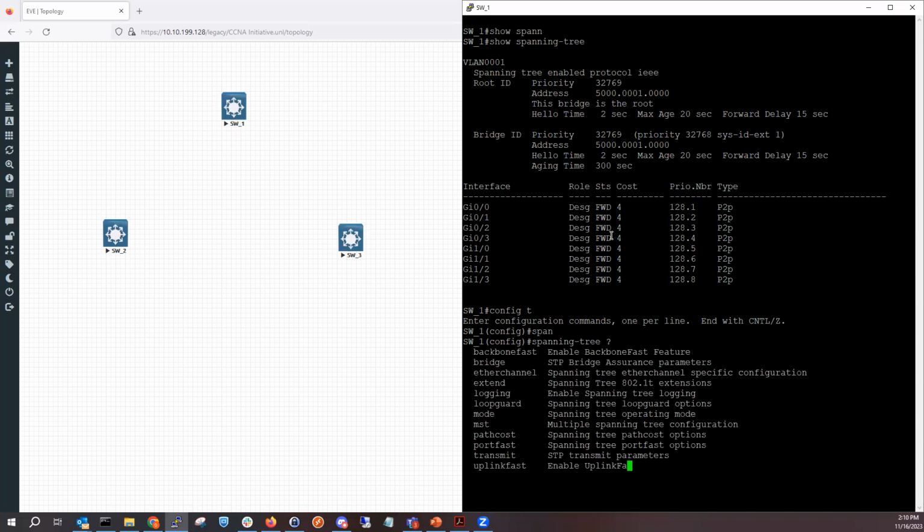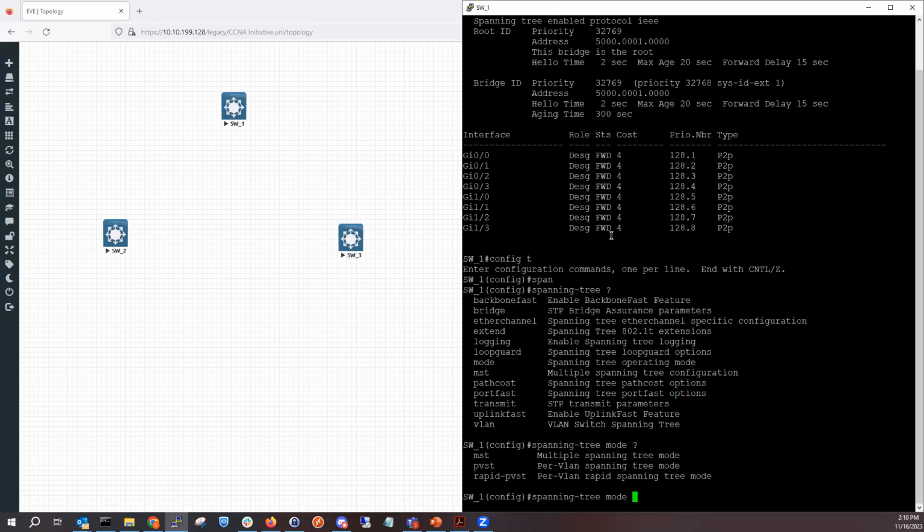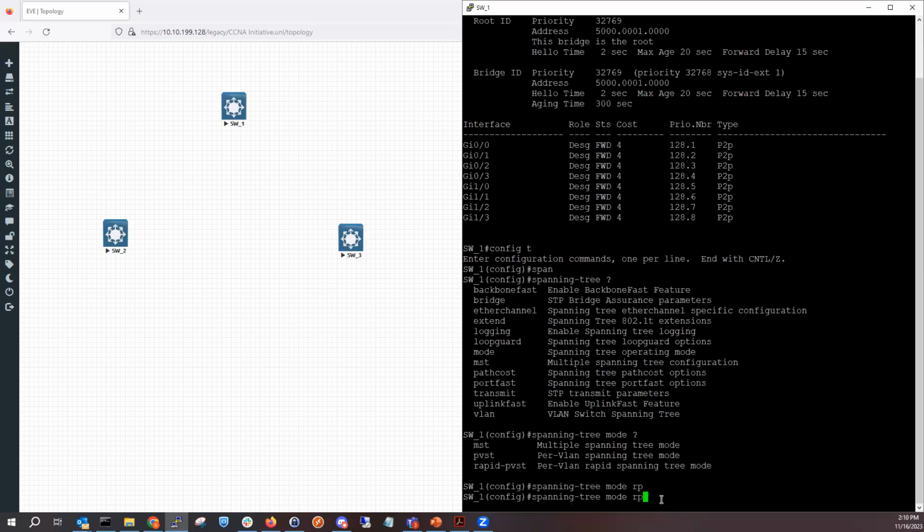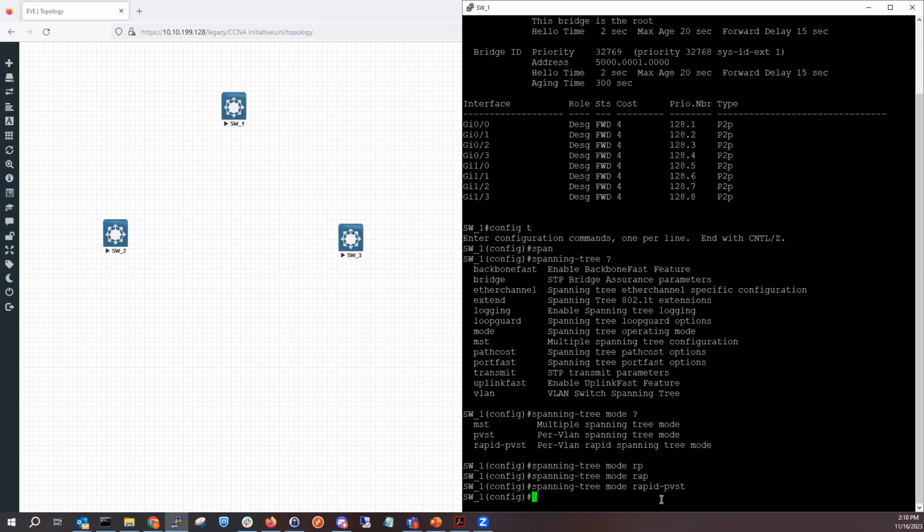So spanning tree, we're going to use the question mark because, of course, we don't memorize commands. We're going to go to mode, and it gives us options. We have per-VLAN spanning tree mode. We have multiple spanning tree, which, for my people studying for their CCNP, is one of my favorite modes of spanning tree. And of course, rapid spanning tree, rapid PVST. So we're going to do rapid PVST. We're going to put it there. There we go. All right, so we switched it.